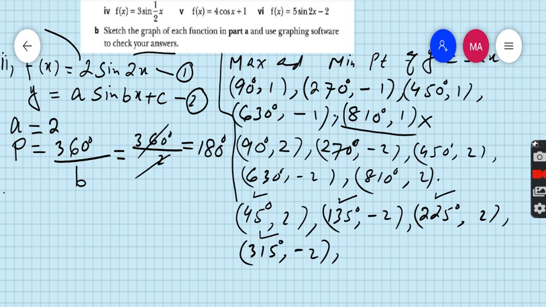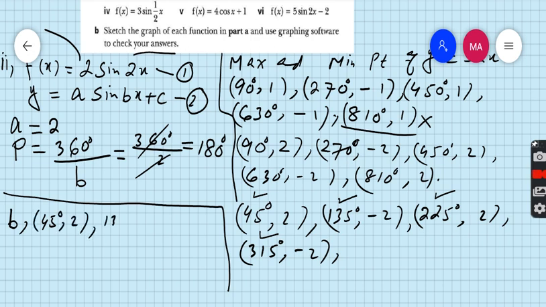Now come to part B. Sketch the graph of each function in part A. So for drawing a graph we should have maximum and minimum points. 45 degree, 2, I am writing again, 135, -2, 225, 2, and 315, -2.